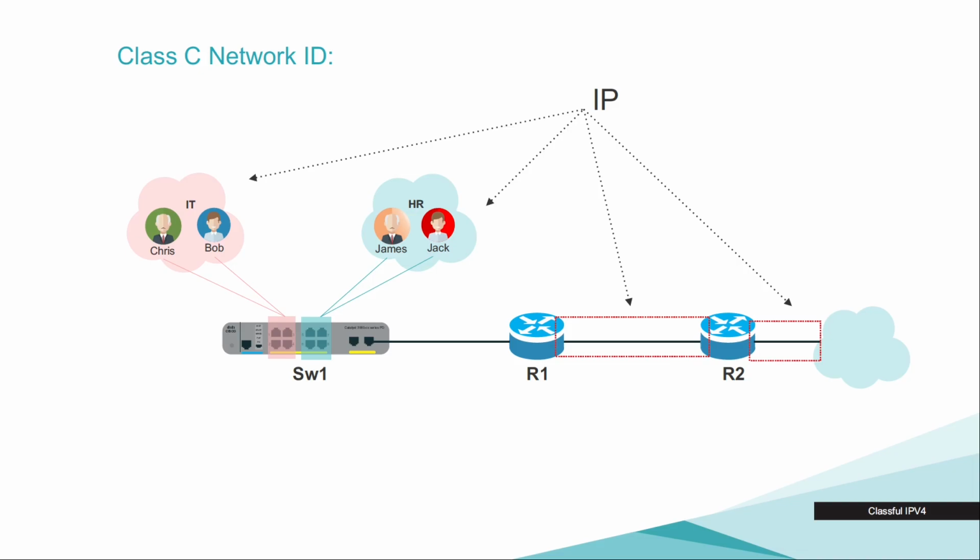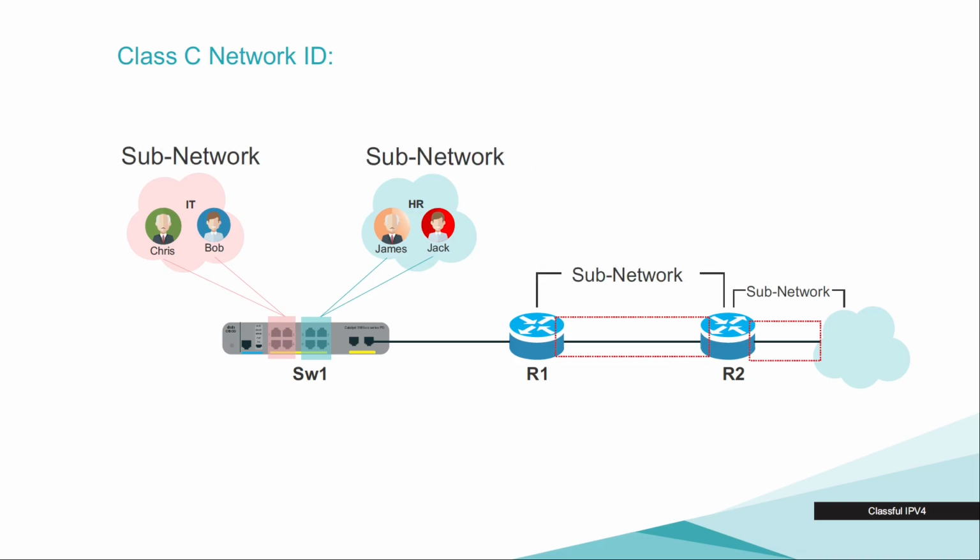For the link between switch 1 and R1, this link needs a special configuration, and we will talk about this later. So in our example here, we will follow classful subnetting. We need to assign the IT VLAN a subnetwork, and HR we need to assign another subnetwork. The link between R1 and R2 needs to be in a different subnetwork, and the link between R2 and our internet access needs another subnetwork.